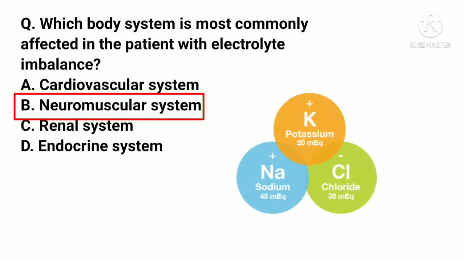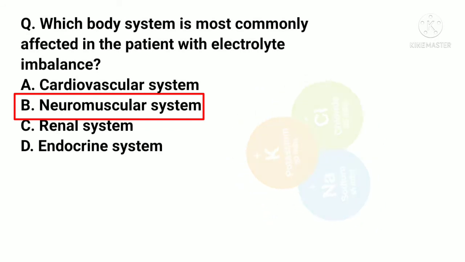Electrolytes are the chemicals that conduct electricity when mixed with water. They regulate nerve and muscle function, hydrate the body, balance body acidity and osmotic pressure.